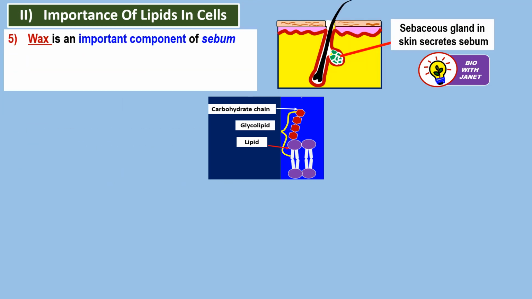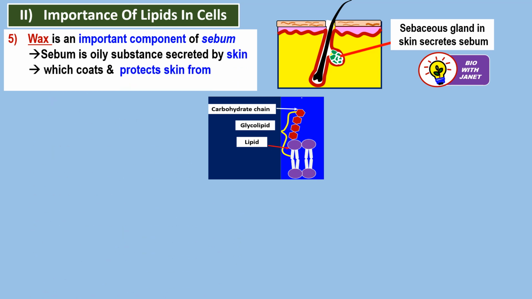The next function is number 5. Wax is an important component of sebum, and sebum is an oily substance secreted by the skin that contains wax. So this sebum will coat and protect the skin from dehydration and bacterial infections.